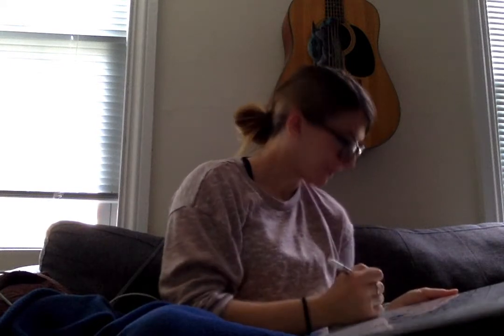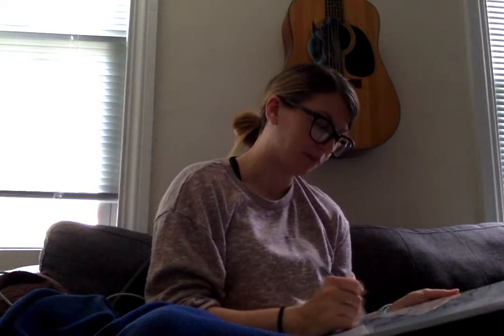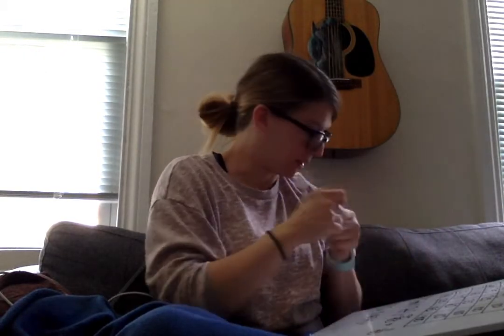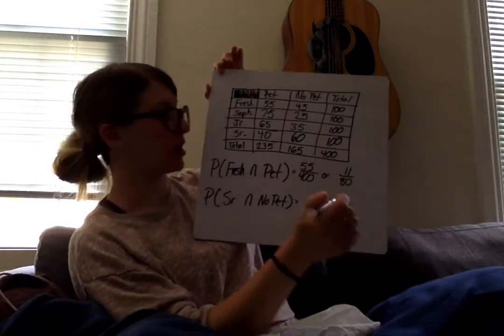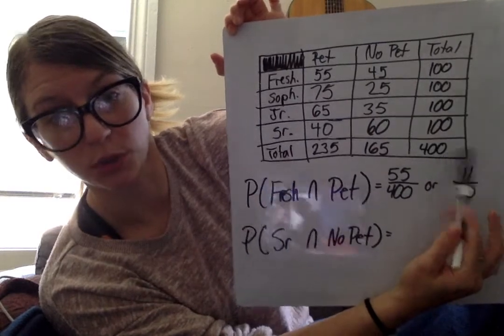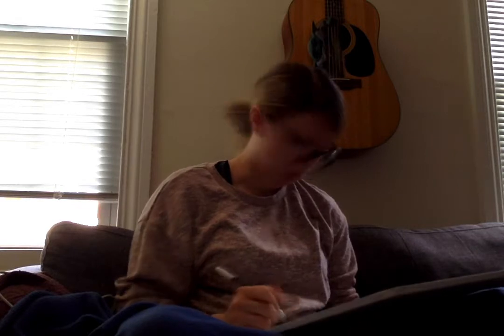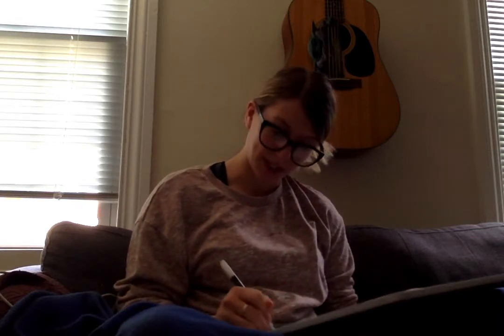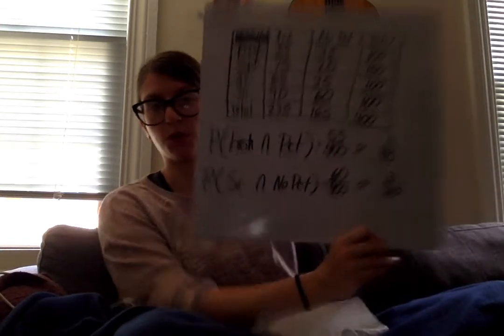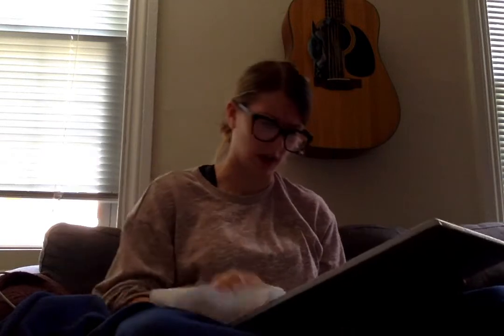So if I were to find the probability of senior and no pet, I'm going to use my handy dandy chart. I'm going to look for senior, no pet. That's 60. Put it over the total. So 60 over 400, which simplifies to 3 over 20. Ta-da! Okay, so that's and. I love and. And is easy peasy.